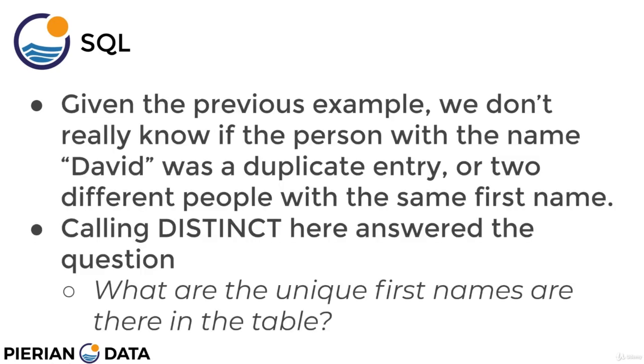Keep in mind that given the previous example, we don't really know if the person with the name David was a duplicate entry who happened to change their color choice later on as the same person, or if it was two different people that happened to have the same first name. Calling DISTINCT on this particular column just answers the question, what are the unique first names that are there in that table or in that column?